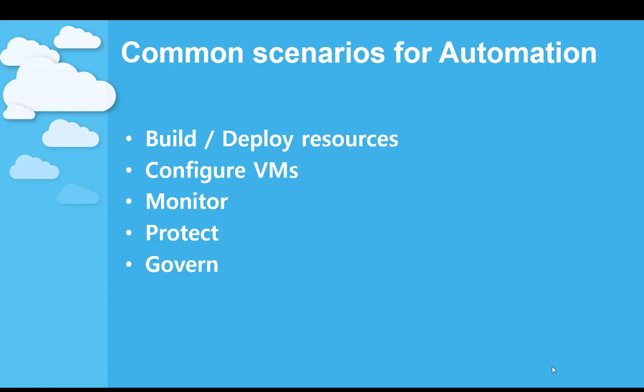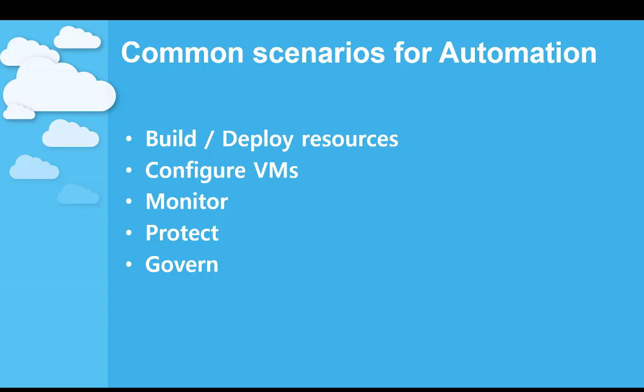For the common scenarios for automation, the first point is build and deploy resources. We'll be able to deploy VMs across a hybrid environment using runbooks and Azure Resource Manager templates. We'll be able to configure VMs, access and configure Windows and Linux machines with the desired configuration for the infrastructure and application.